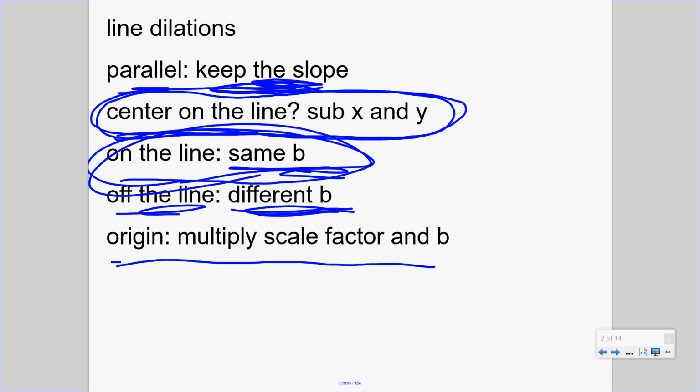And then if it's origin, you don't have to go through this whole procedure for origin. That's the procedure we talked about yesterday. You're just multiplying the scale factor in b.